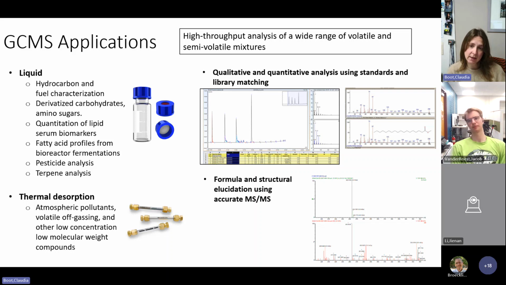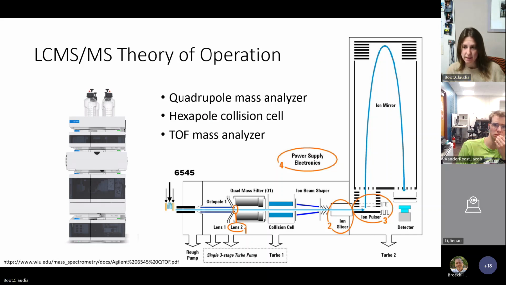You can do qualitative and quantitative analysis using standards and library matching, and formula and structure elucidation using accurate MSMS with the APGC TOF. So that is the GC story.